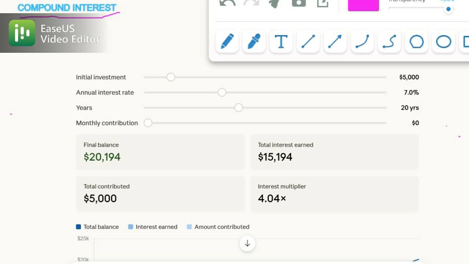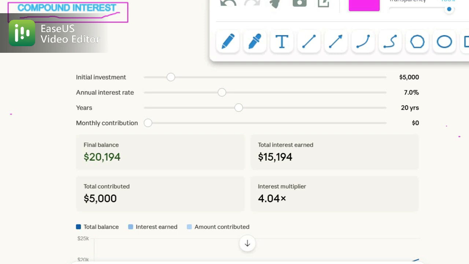Okay, guys, welcome back. This is the lecture about compound interest. What is compound interest? You have to understand that compound interest means your money grows not only on the original amount you put in, but also on the interest you have already earned. So it is like money making more money.